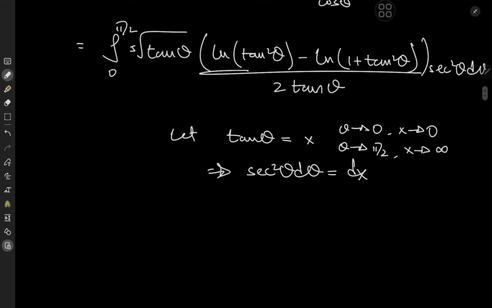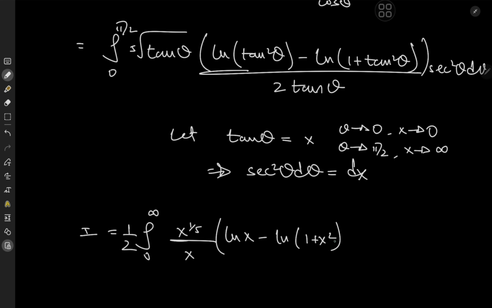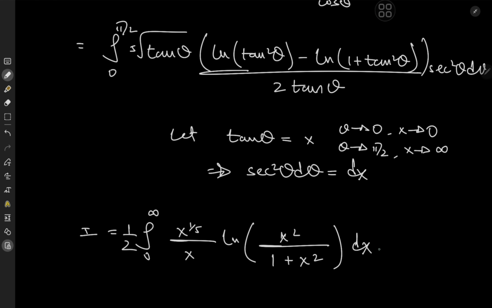So that means we have I now equal to an integral from 0 to infinity of x to the 1/5 over 2x, so that's 1/2 outside, x over there, and we have log x minus log of 1 plus x squared. You know what, I did not really need to use the properties of the logarithm there, so we have log of x squared over 1 plus x squared dx.